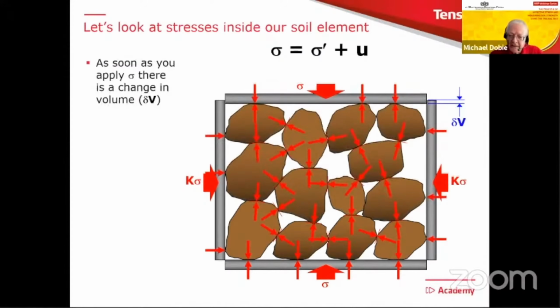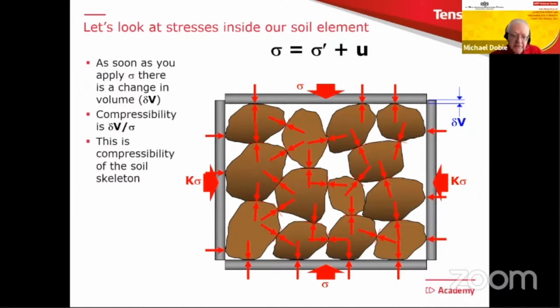And you'll see I've now allowed it to deform. So there is volume change due to the compressibility of the soil skeleton. And the compressibility is given there as delta V over sigma. As I said, that's the compressibility of the soil skeleton, so that means the assembly of particles, not the particles themselves.